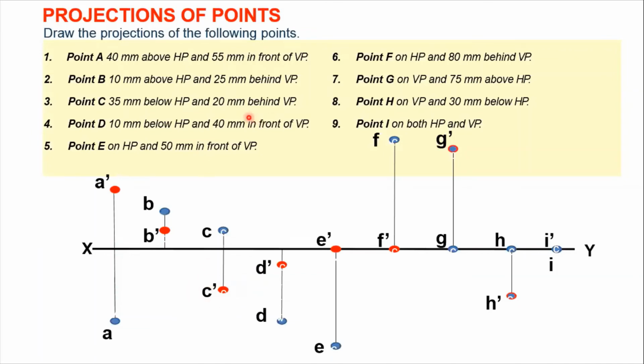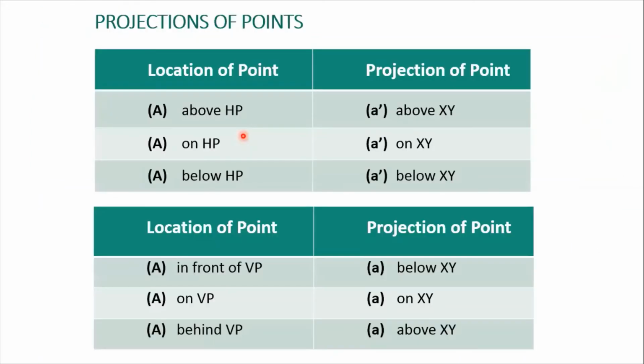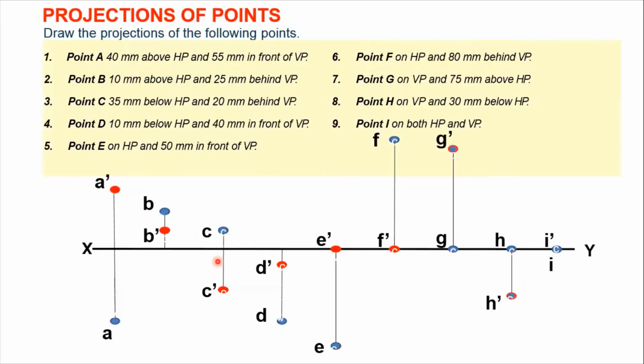And it is said that 20 mm behind VP. So let us see 20 mm behind VP. That means point C would be 20 mm above the XY line. So we'll be plotting this point, in this case C, 20 mm above this line. This is your point C, which is 20 mm above your XY line.